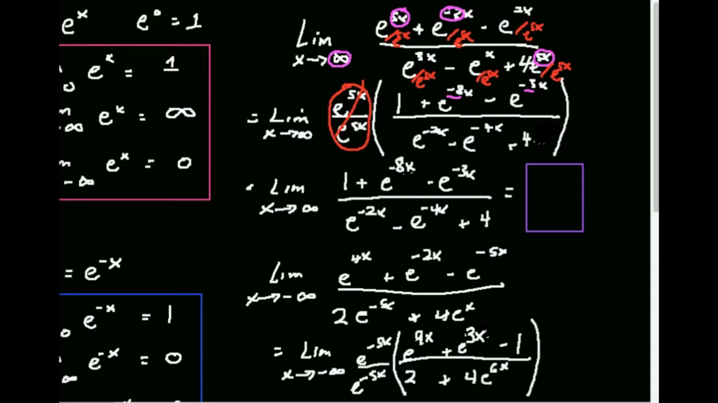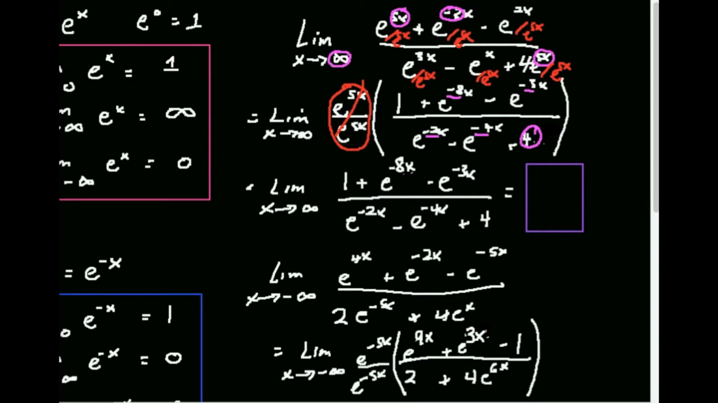Now for the denominator, I'm also pulling out e to the 5x. So what is 3 minus 5? Well, that's e to the minus 2x, right? Here I have an e to the 1x. What is 1 minus 5? It's minus 4, e to the minus 4x. And then here I have a 4e to the 5x. What is 4e to the 5x divided by e to the 5x? That's just 4. All right?